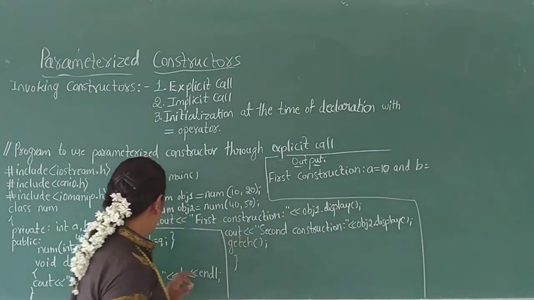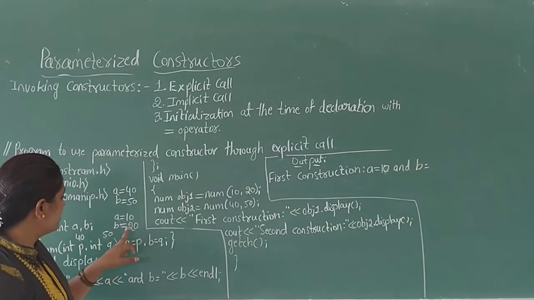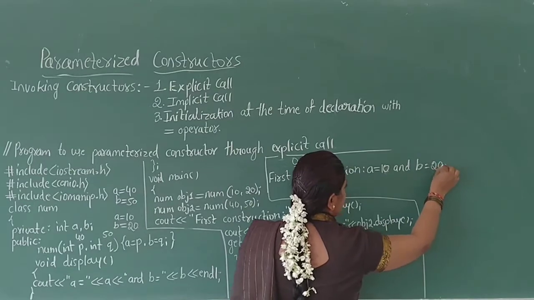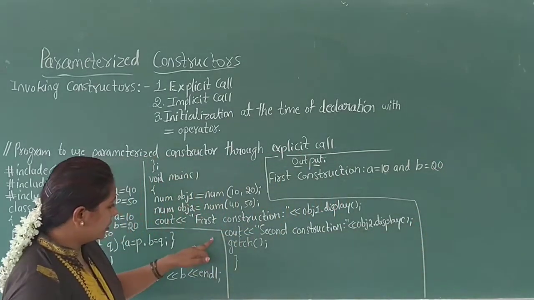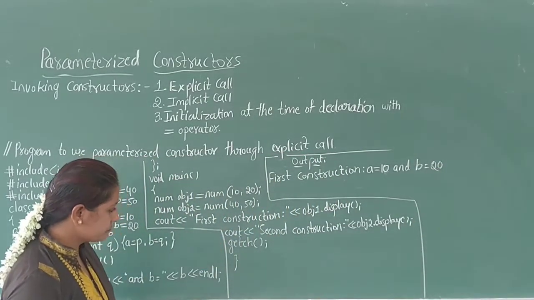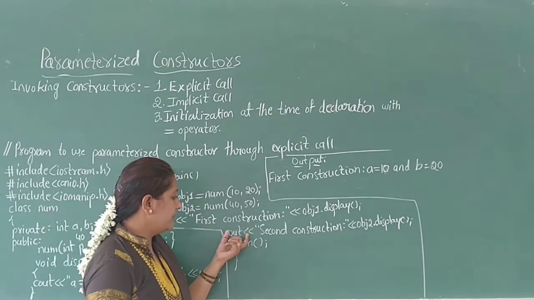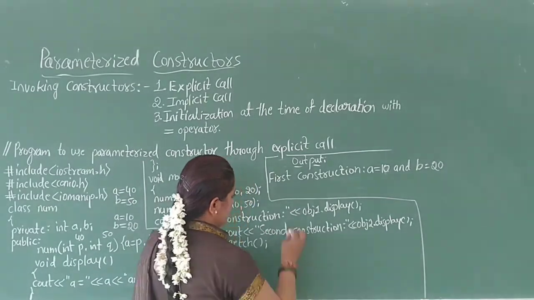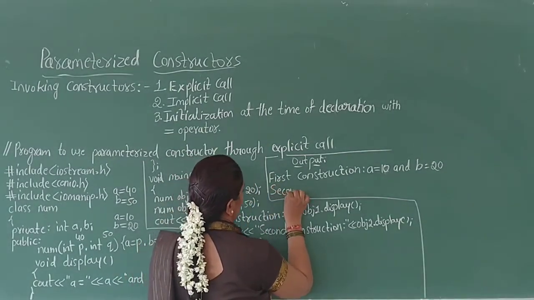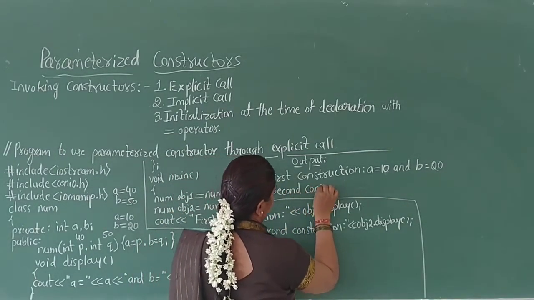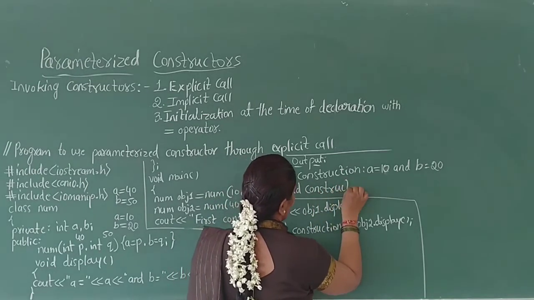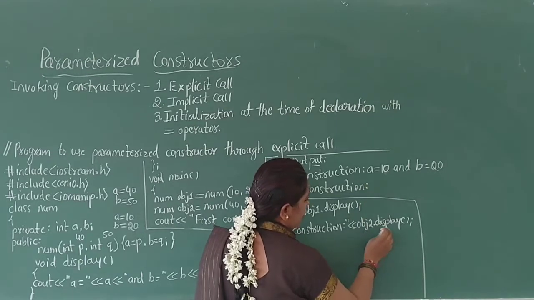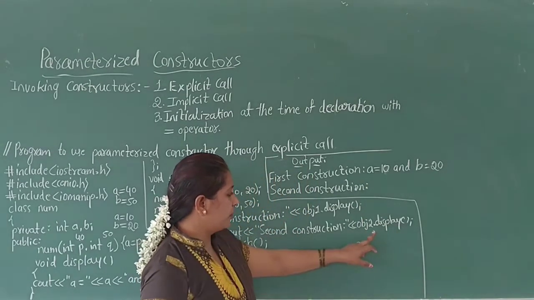In the next statement, the output shows the value of B is 20. Then again one more statement is executed: cout second construction, and obj2.display(), the member function display.